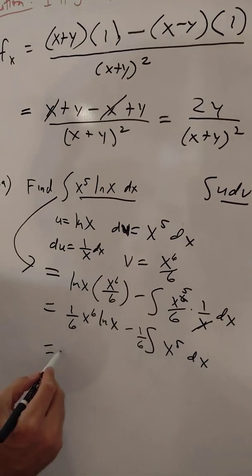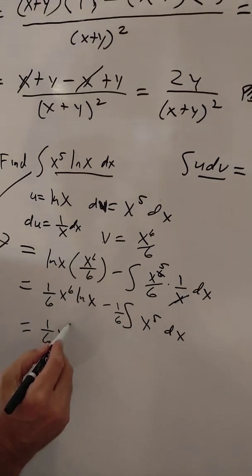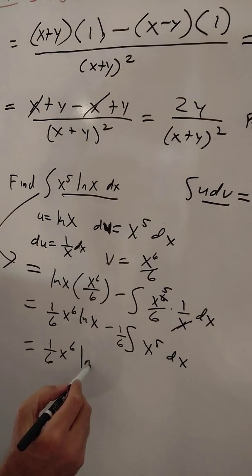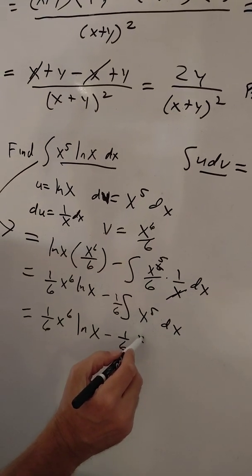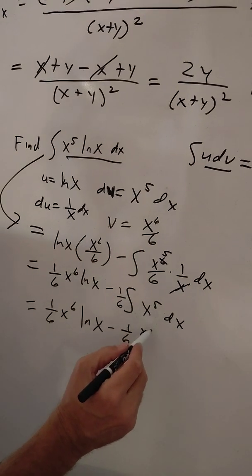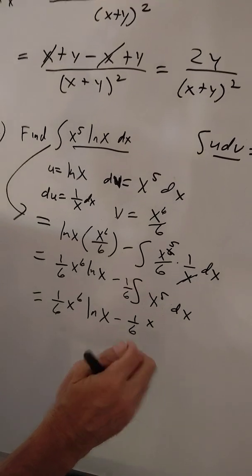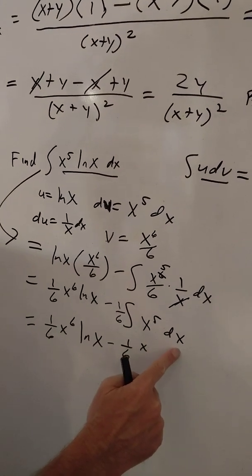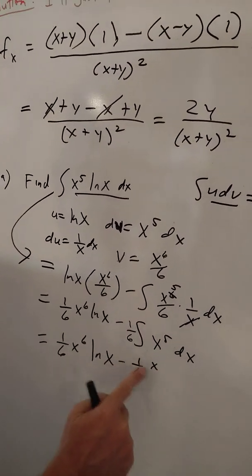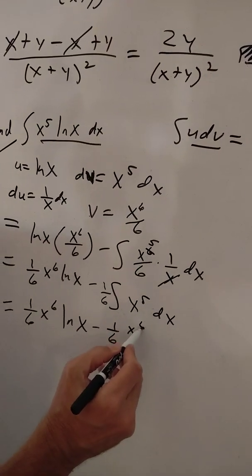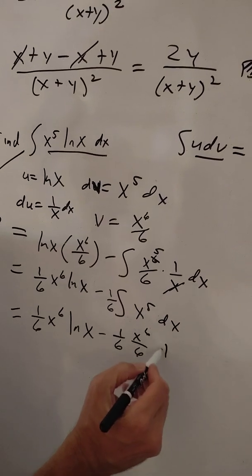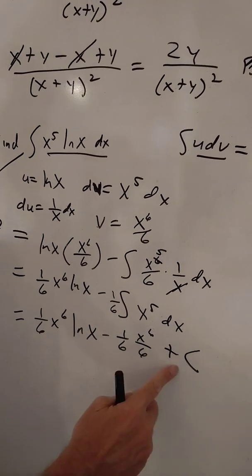So here comes my final answer. Maybe my final answer, we'll see. 1/6 x to the sixth times natural log of x minus 1/6 times the integral of x to the fifth dx. Because I'm doing the integral, drop the integral and the dx, right? When you're doing the integral, don't write the integral sign again. So by the power rule of integration, this becomes x to the sixth over 6. Don't forget to write the plus c. You must write that plus c.